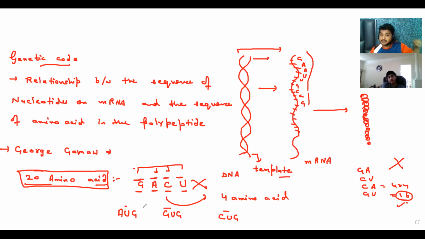So if they are present as triplets, how many codons are there? Can you guess? 64. 4 into 4 into 4, so it means 4 to the power 3. So we have a total of 64 codons. See, codons can be more, but they shouldn't be fewer than the amino acids. So it is finally accepted. So it means 64 codons can code for the 20 amino acids.